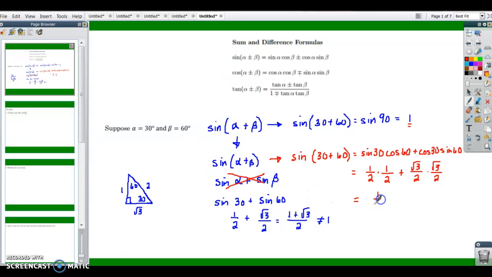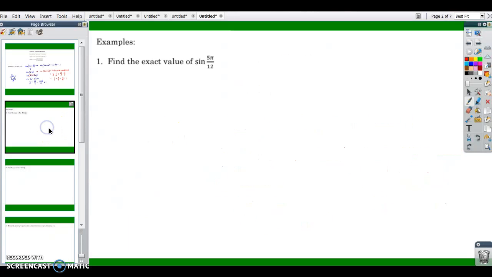I got that all out of my right triangle here. 1/2 times 1/2 is 1/4. Root 3 over 2 times root 3 over 2 is 3 over 4. 1/4 and 3/4 is 4/4, which gives me 1. That's why the formula works. So let's go ahead and try a couple of examples.